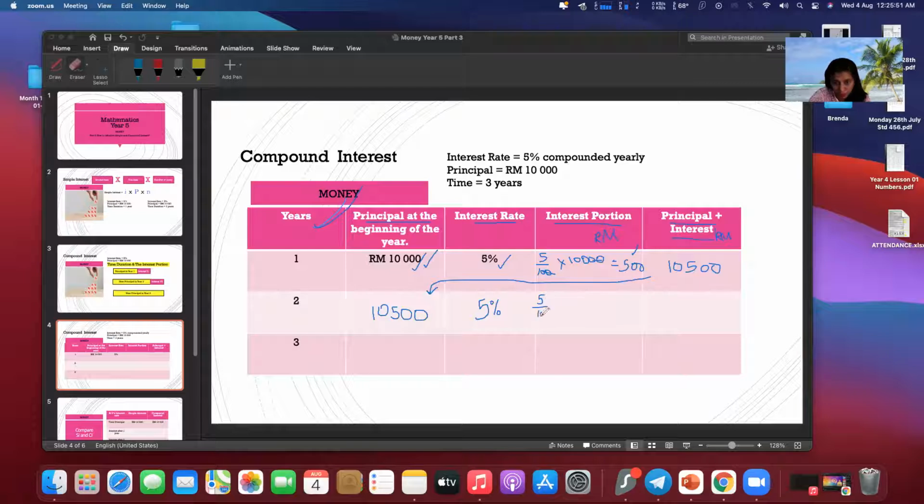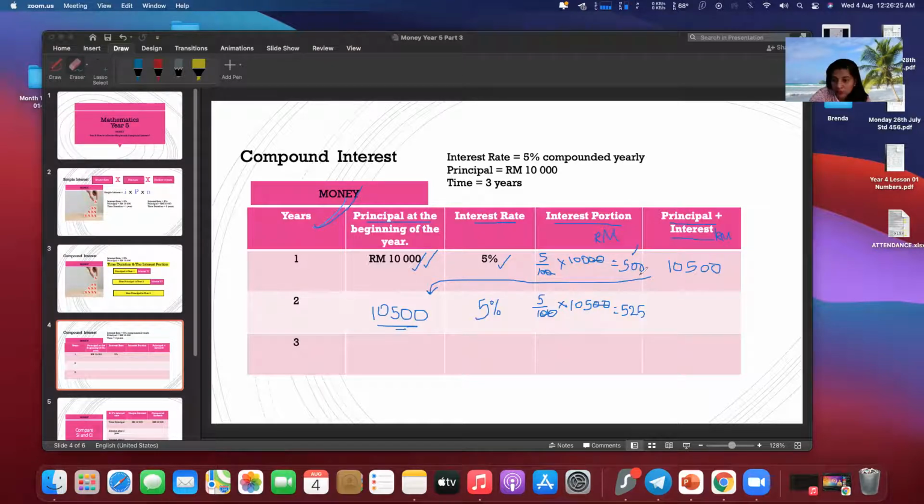5 over 100. Of course, if you have a calculator, it makes life easier, but for you at the moment, you still have to do it manually. Multiplied by 10,500. So you see, your principal is no more 10,000, but your principal is now 10,500. So cut 2 zeros, cut 2 zeros. Now you will have 105 times 5, which is 525. How did I do this mental maths? 100 times 5 is 500. 5 times 5 is 25.